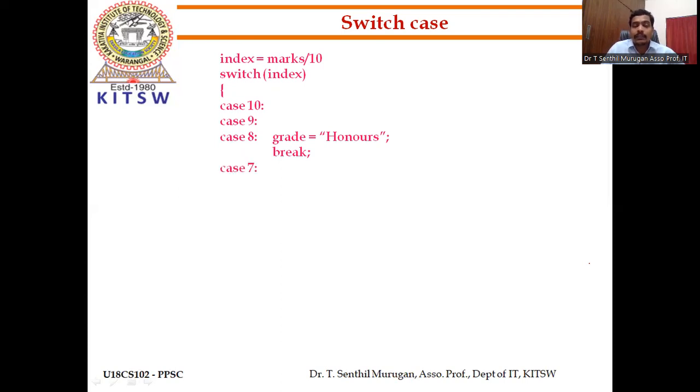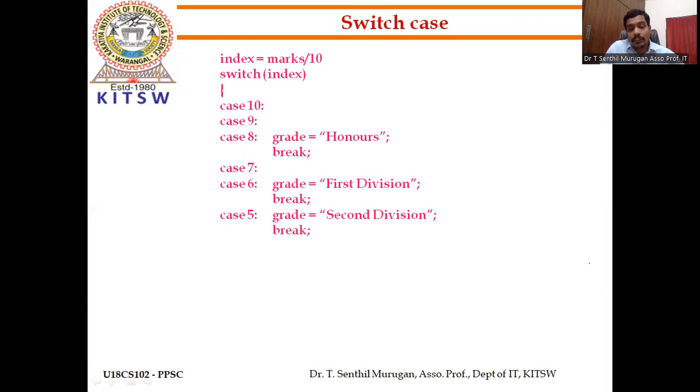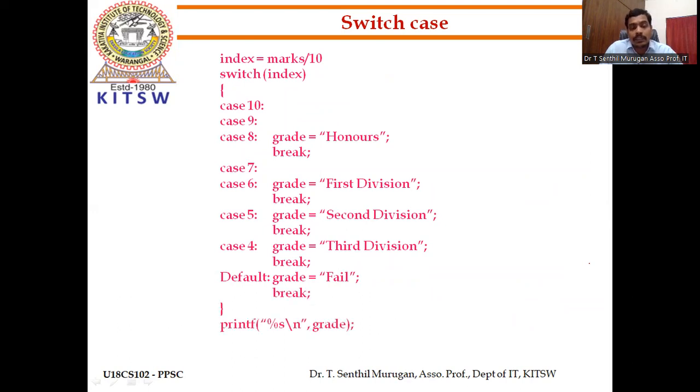The next case is 7. So it will check 7 and 6, that means above 60 and less than 80. Then you will give first division. So you can use the break statement. Okay. If the case is 5, what is the meaning of that? Less than 60, above 50, second division. So you can use break. If all the conditions fail, then it will print third division. If it is not in any of the cases, in default, the grade is failed. Okay, so like this we can write the switch statement.